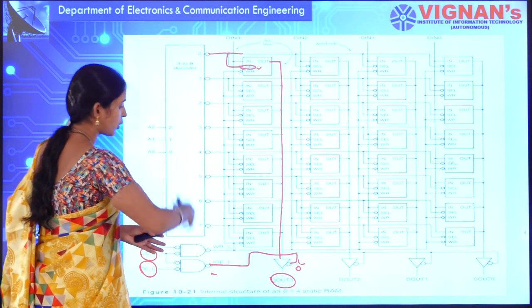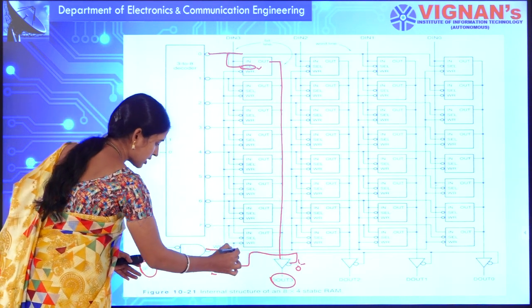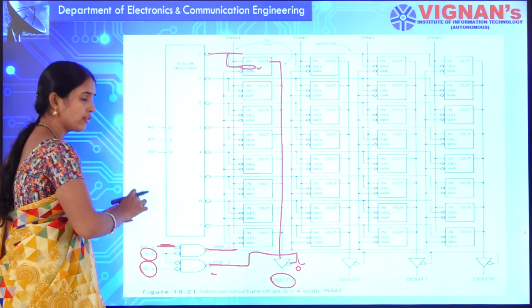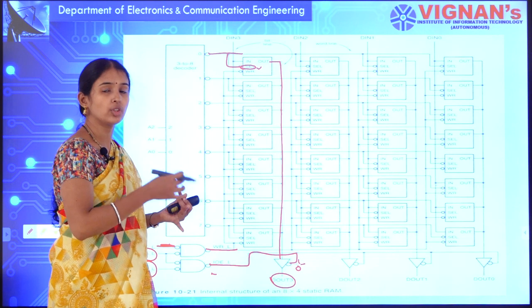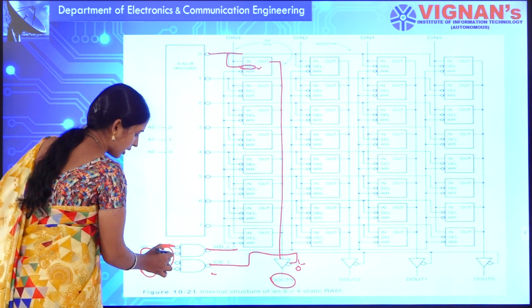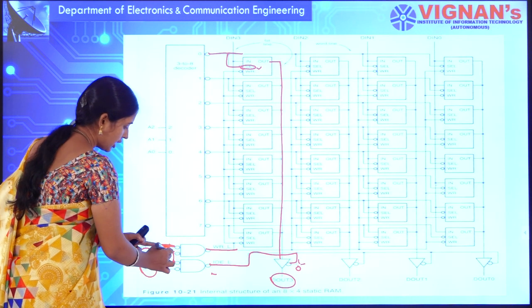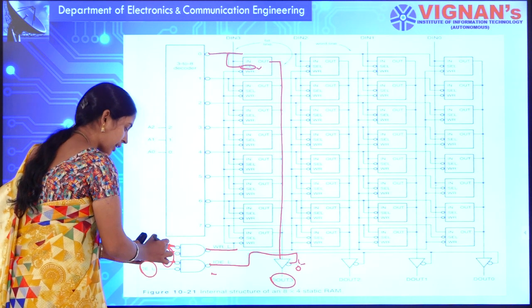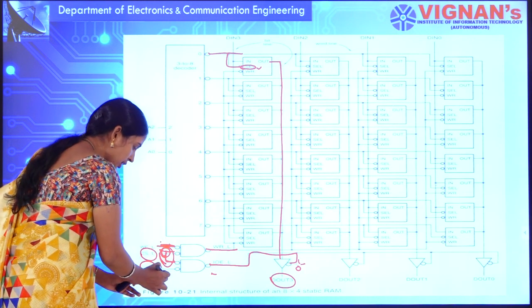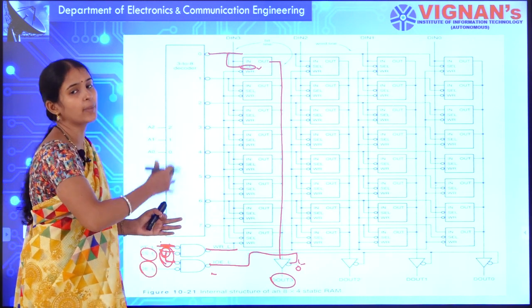If you want to write the data, you have to enable this write line. Whether you want to write the data or read the data, chip select must be asserted, as you can see from the combination connected here. Chip select must be asserted for writing data into that particular chip, and chip select must be asserted for reading the data from that particular chip.